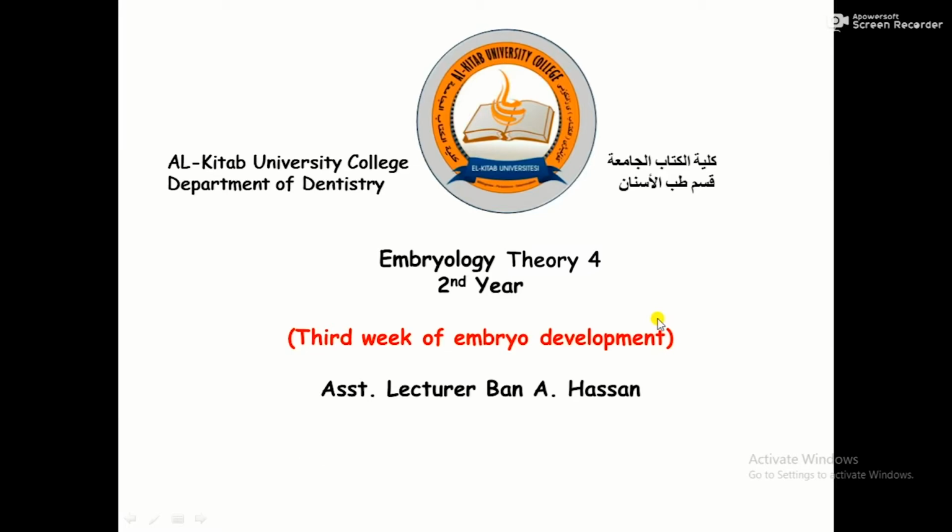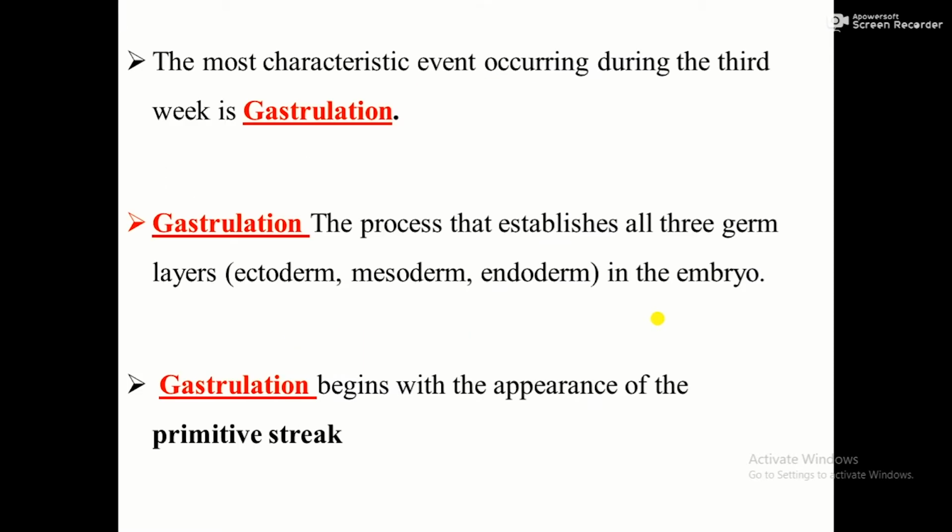Lecture number 4, and this lecture is talking about the third week of embryonic development, and we will take it by events. The most important event that happens in this week is gastrulation. So this is a question: what is the most characteristic event occurring during this week, the third week? You're going to answer: the gastrulation process.